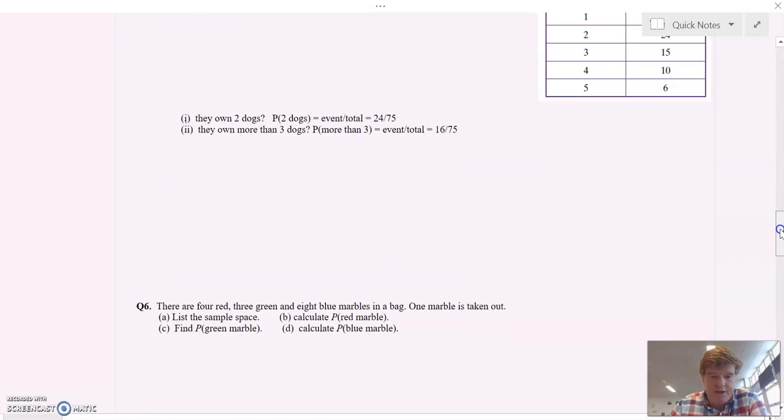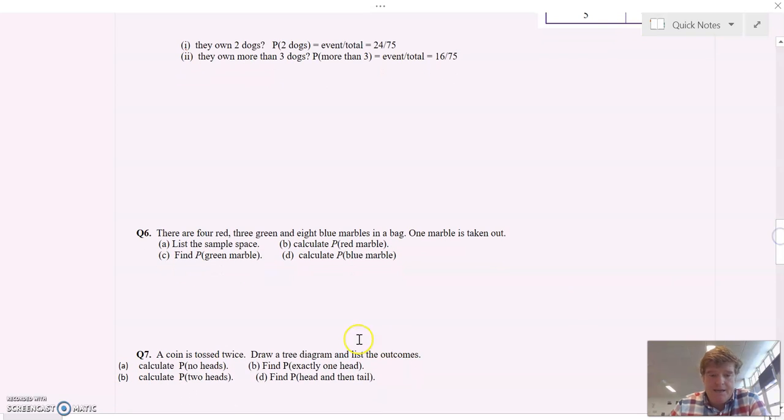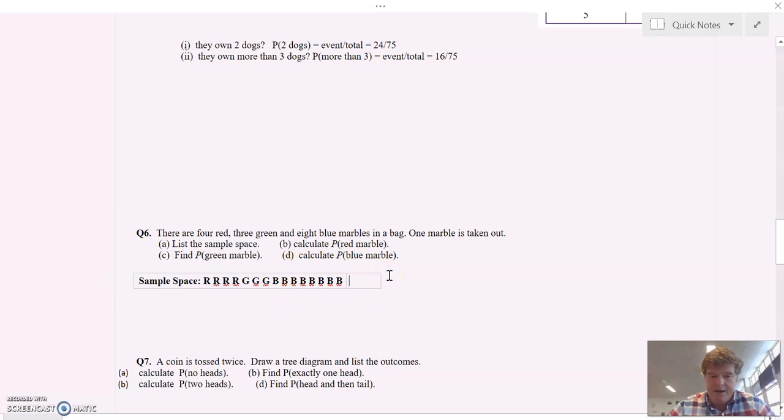Let's move on to the next question. Okay. We're looking at marbles in a bag. So it asks us to list a sample space. Sample space is just a fancy word for all the different options. So the different options are we could get red, red, red, red, green, green, green, or blue, blue, blue, blue, blue, blue, blue, blue. 1, 2, 3, 4, 5, 6, 7, 8. Okay, so that's the marbles in the bag. And we're going to need to know this, so I might just put in brackets that there are 15 marbles.